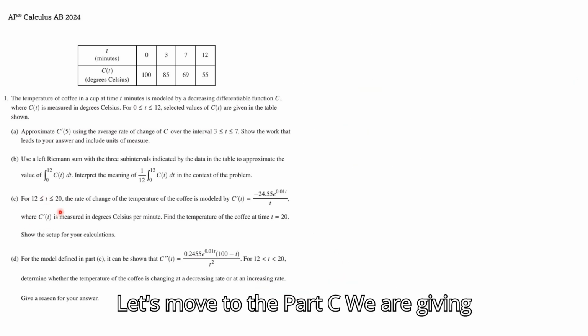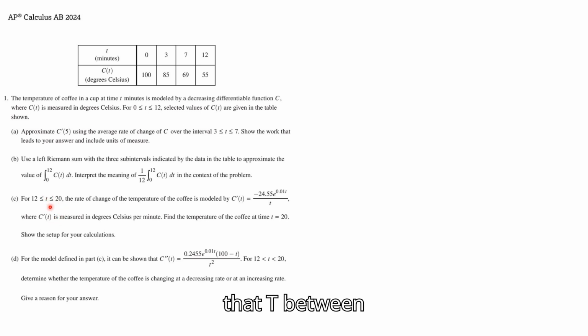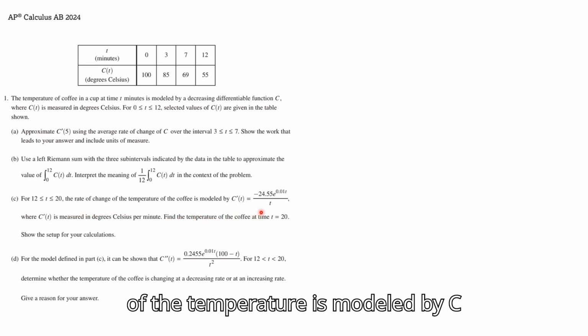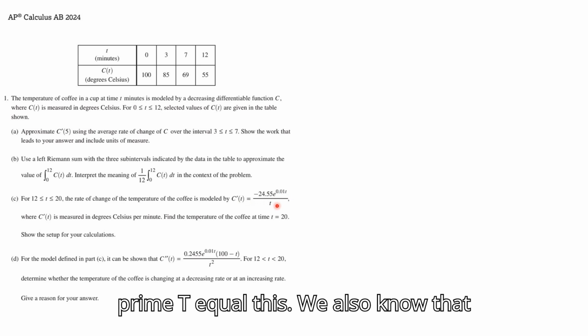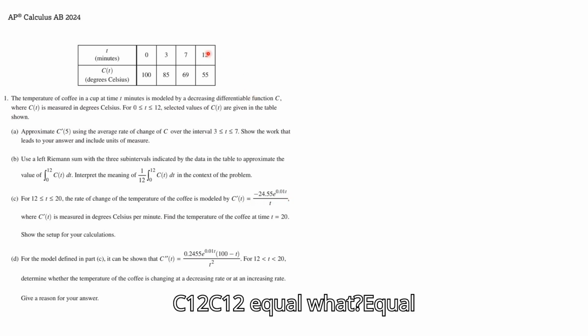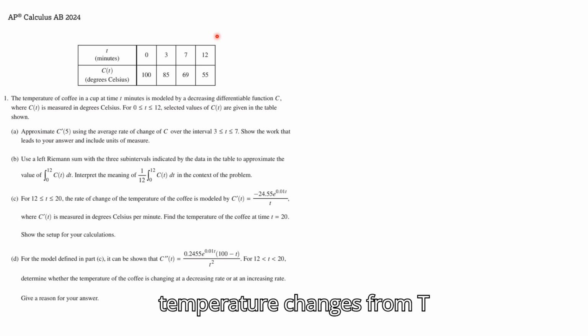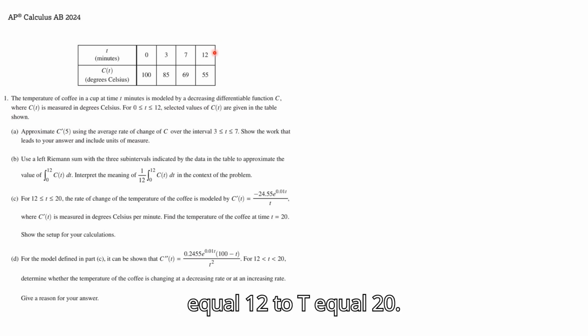Let's move to part C. We are given that t is between 12 and 20. The rate of change of the temperature is modeled by C'(t) as given. We also know that C(12) equals 55, which means that at t equals 12, the coffee's temperature is 55 degrees Celsius. Our goal is to find C(20), meaning we need to determine how the temperature changes from t equals 12 to t equals 20.